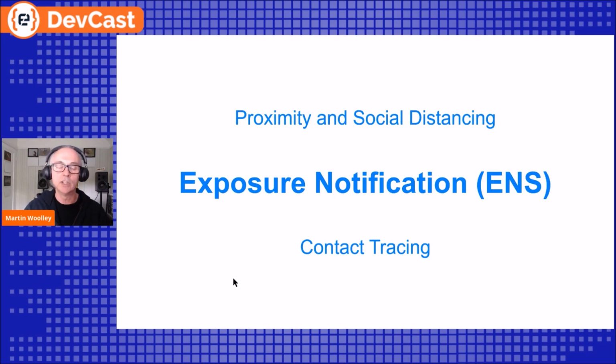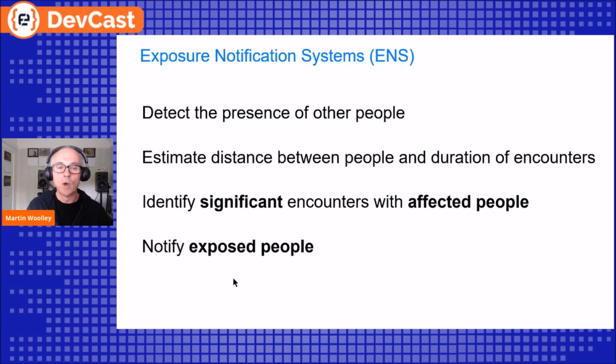So what exactly does an ENS system do? Well, an exposure notification system is concerned with identifying occasions when you may have been exposed to a person with COVID-19 symptoms or who has a positive test result. And we call such people affected people. It involves detecting the presence of other people in the environment and estimating the distance from you to each of the others, because how close people get to you is one of the most significant risk factors. So knowing how close you've been to individuals and for how long allows the system to then notify you that you may have been exposed to the virus if it later transpires that one of the people you encountered is an affected person.